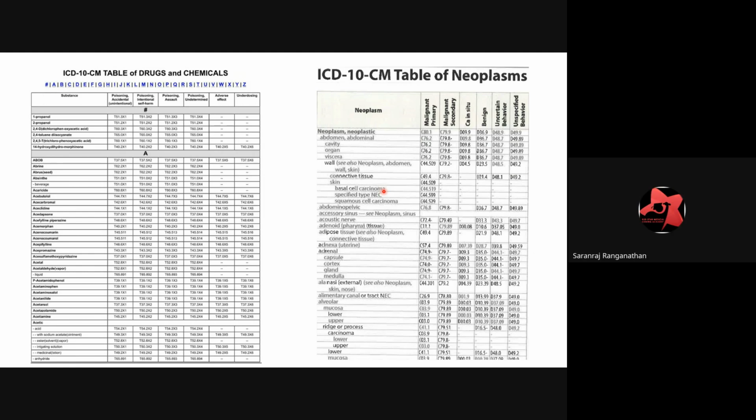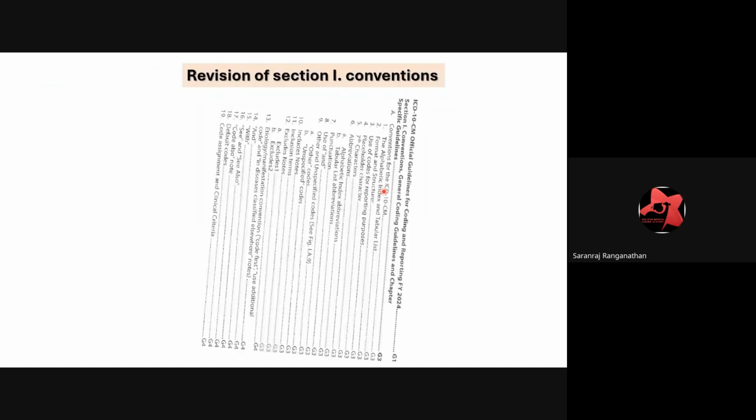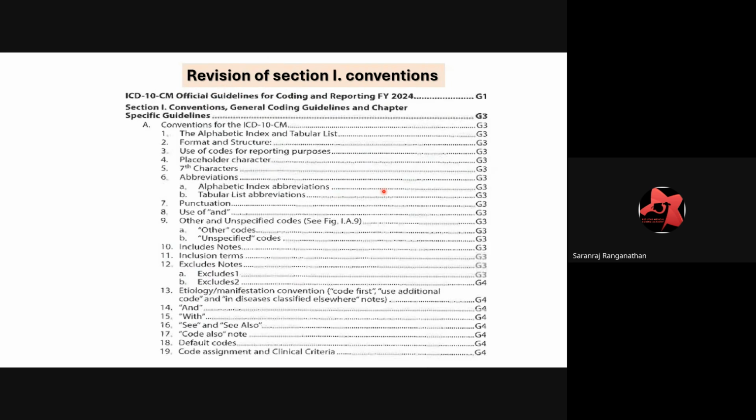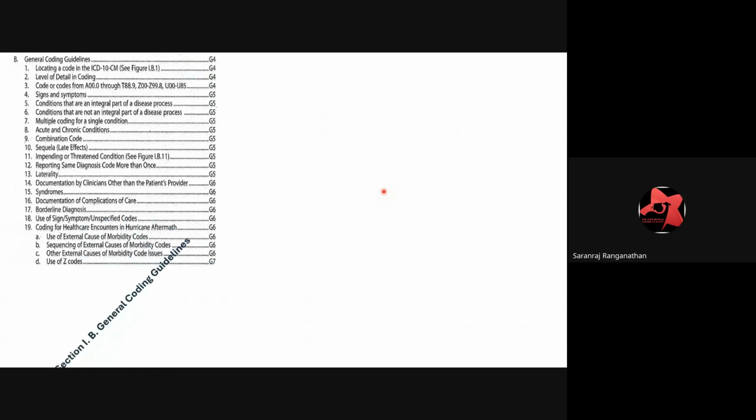So these are the 2 tables you will be encountering in the ICD-10. Then coming to the revision of the section. Completely, we have seen all of these sections, starting from the format structure and placeholders, 7th characters, includes, excludes. Somewhere I've added repeatedly the description for excludes and see also. So we have completely discussed section 1, the conventions. Tomorrow we will discuss the next section, general coding guidelines, which will give you the general guidelines followed in section 1. Tomorrow we'll continue the remaining classes.